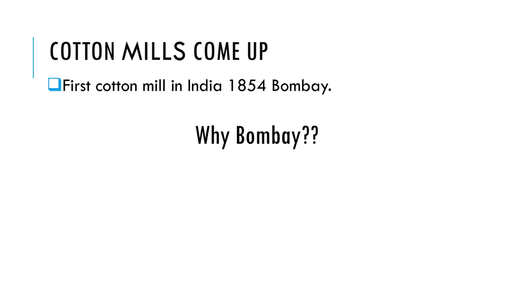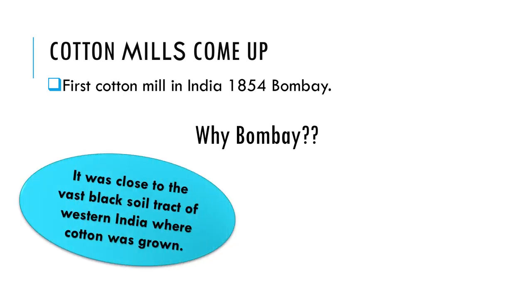So there is a question: why did the Parsi or Gujarati traders and businessmen usually select Bombay as a place for establishing cotton mills? The first reason is that it was close to the vast black soil tract of Western India where cotton was grown. The whole area of Maharashtra, that Bombay, now known as Mumbai, was covered with black soil, and it is very beneficial for the growing of cotton.